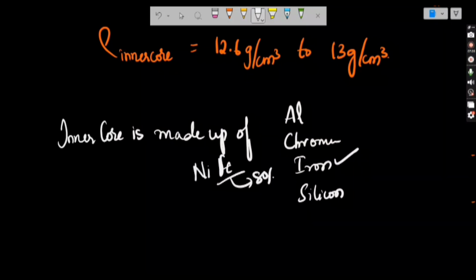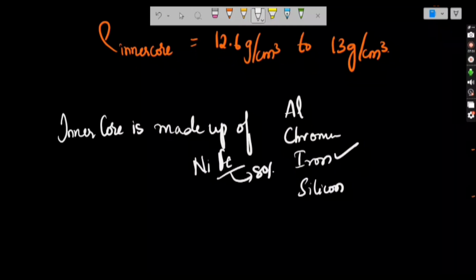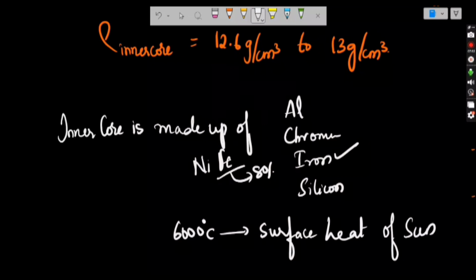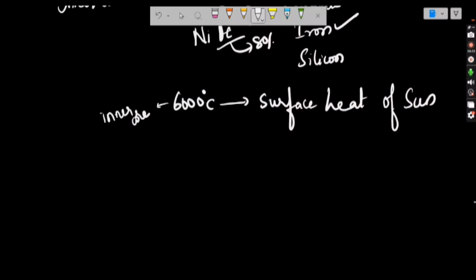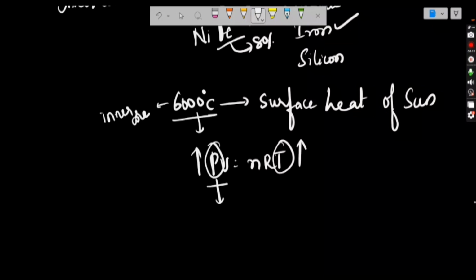We have seen this. Scientists have determined that the temperature near the Earth's center is around 6,000 degrees Celsius, hotter than previously thought by about 1,000 degrees Celsius. So 6,000 degrees Celsius is nothing but the surface heat of the sun. The inner core temperature is equal to the surface heat of the sun. Due to this temperature, PV equals nRT, the ideal gas equation. When temperature is high, the pressure is also high. When the pressure is high, it will become solid. That's why the inner core is solid.